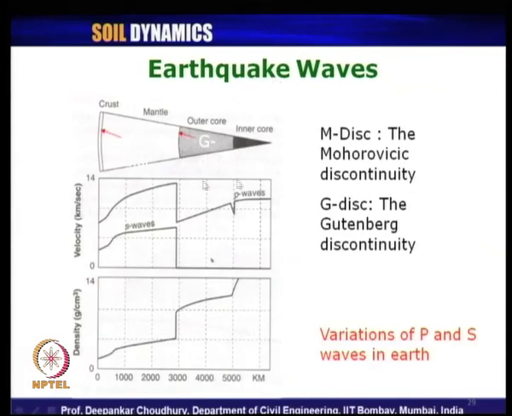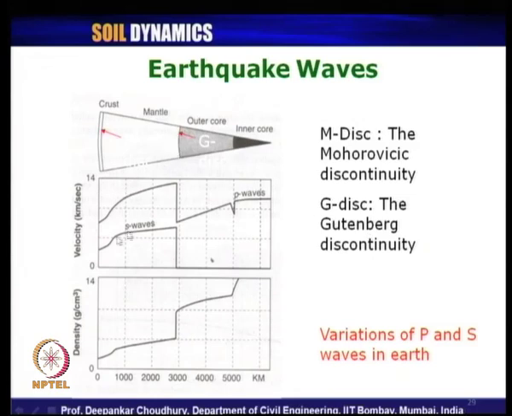Okay? So, once again, this is the inner core, this is the outer core, which is in liquid state, this is the mantle, and this is the very shallow crust. The boundary between crust and mantle is known as the Mohorovicic discontinuity, or M discontinuity, and the boundary between mantle and outer core is called the Gutenberg discontinuity, or G discontinuity.